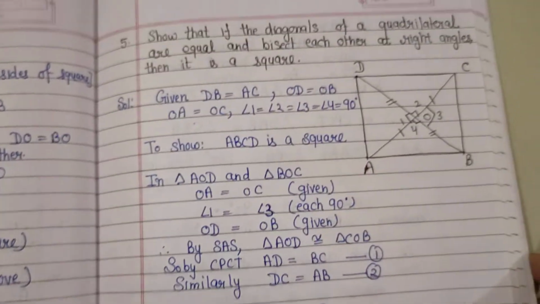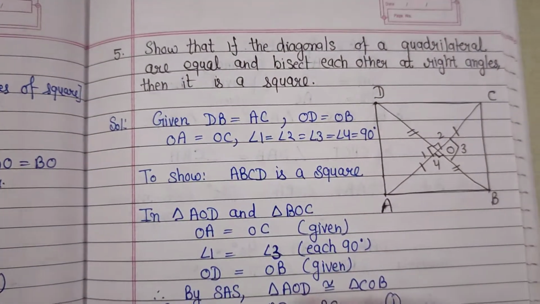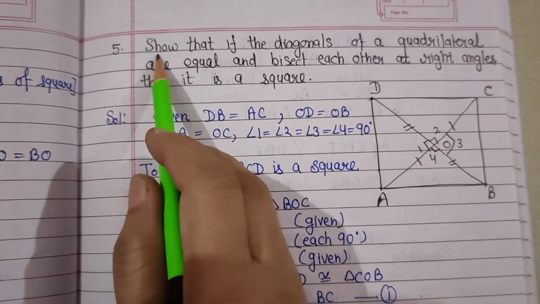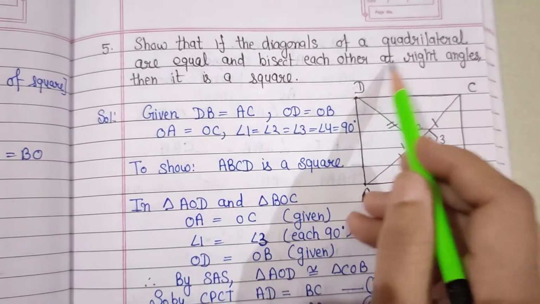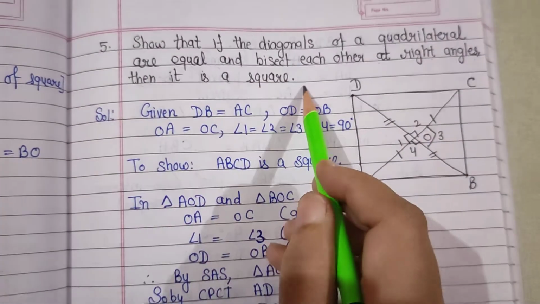Now in question number 5, actually question number 5 is the reverse of question number 4. Show that if the diagonals of a quadrilateral are equal and bisect each other at right angles, then it is a square.